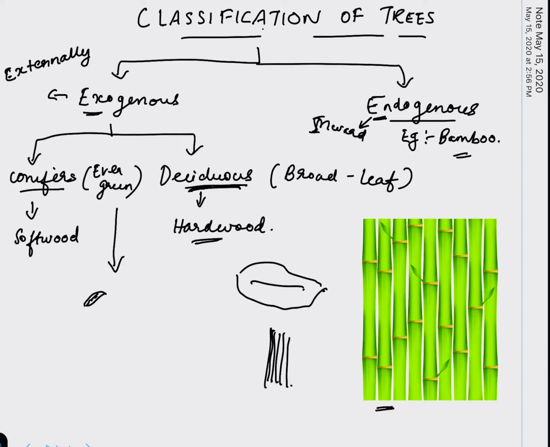And deciduous trees, their leaves are shed in autumn and new leaves come in spring. Okay, deciduous, it is unlike conifers. It's not an evergreen one. Now let us discuss softwood and hardwood, their differences in detail.